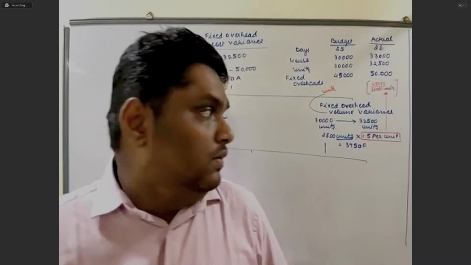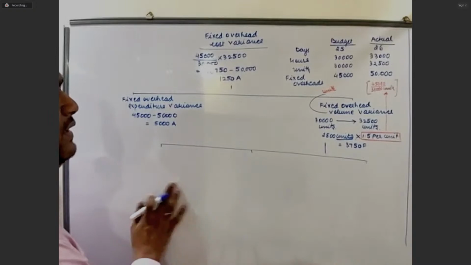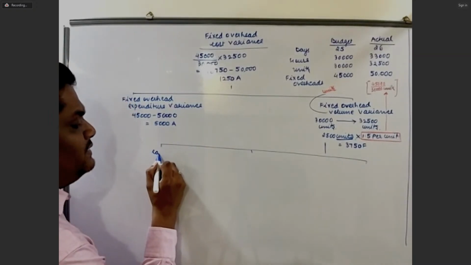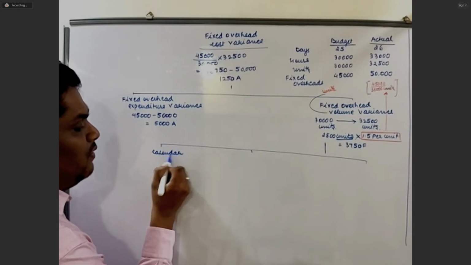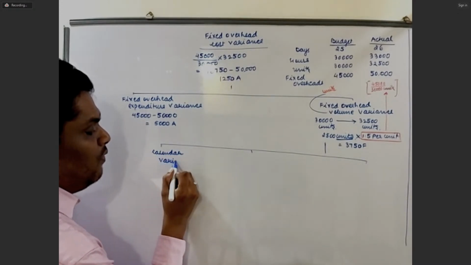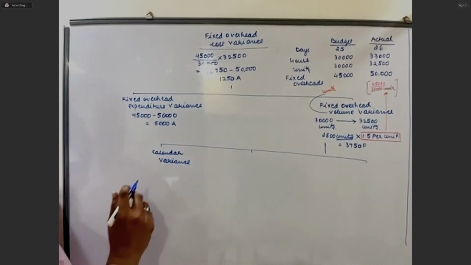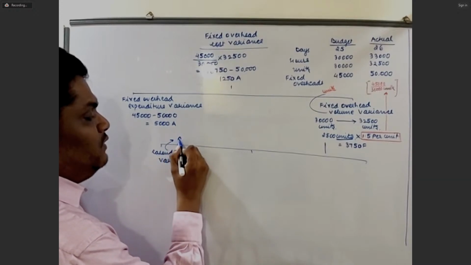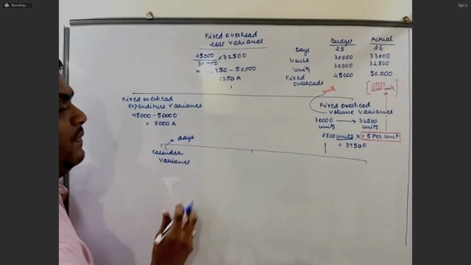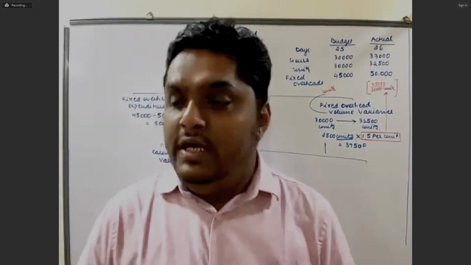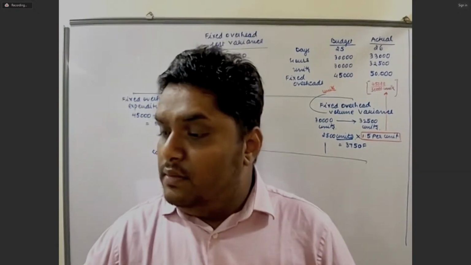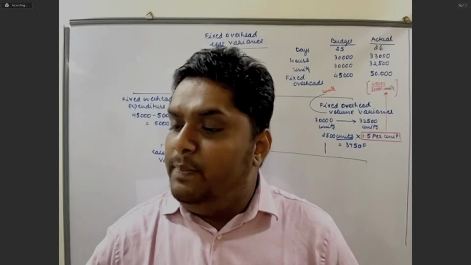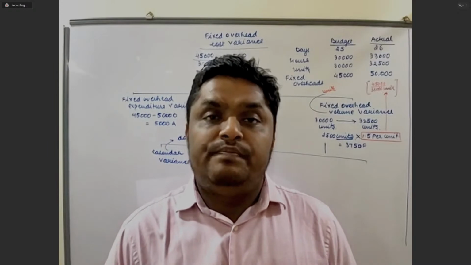So now, let's start with the remaining variances, wherein the first variance we'll be calculating here is calendar variance. When talking about calendar variance, the name itself says calendar, that is, it talks about days. So variance due to change in days. Now, guys, from here onwards, the budgeted rate per unit.